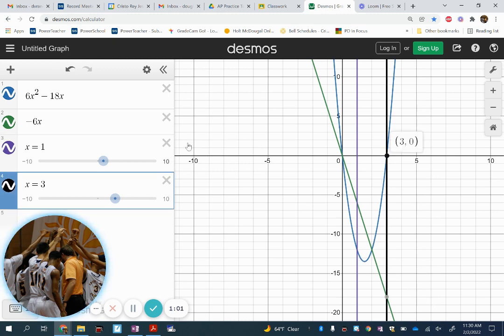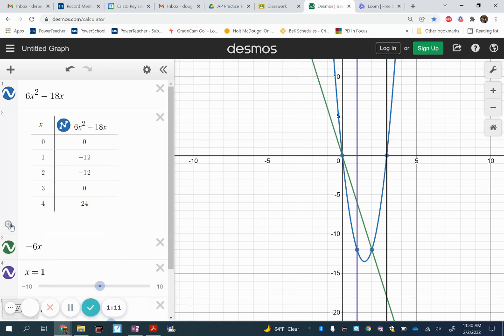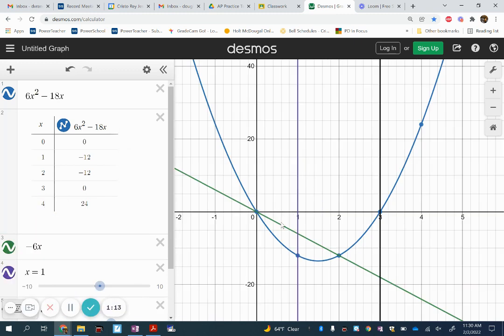Let me actually get one of these to go from 1 to 3. I think it'll be easier to see. If you look, from 1 to 2, the green line, my linear function, is above my quadratic piece. And then from 2 to 3, my quadratic piece is above my linear function.